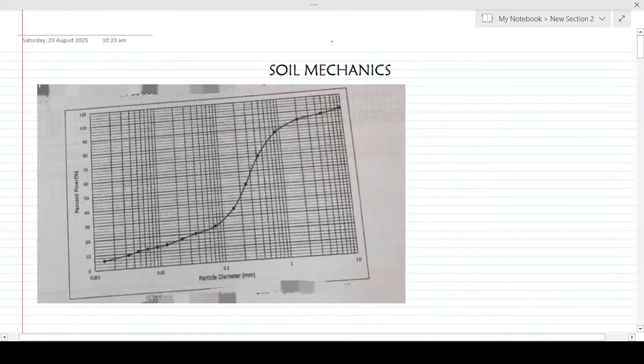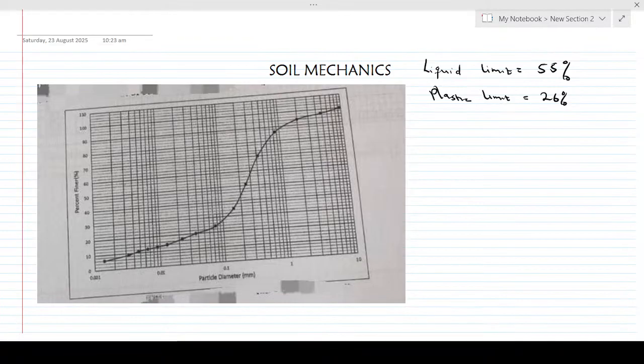All right. So in this question, we've been given our liquid limit at 55%. Then we've been given our plastic limit as 26%, for this particular size distribution. Now we are supposed to find our CU and our CC from this question, of which we know the basic formulas.